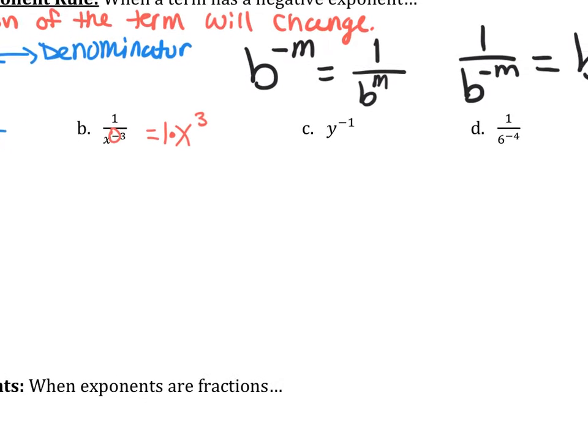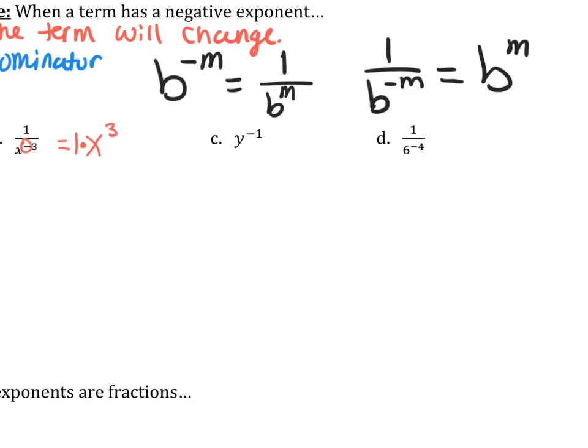Okay, and then letter C. We have a negative exponent and it's in the numerator, so that means I need to move it to the denominator. 1 over y to the first. Or you can just have 1 over y if you don't want to write that 1 in the exponent. And then the last one, again going from a denominator to a numerator, would be 6 to the positive 4 power. If you want to write that 1 out in front, you can, but you don't have to.